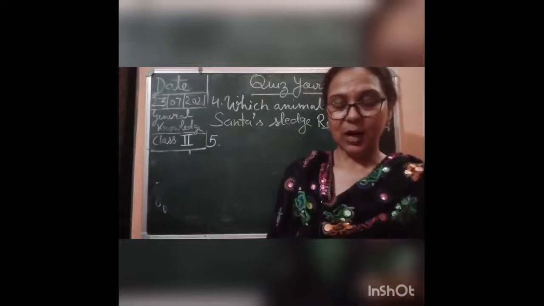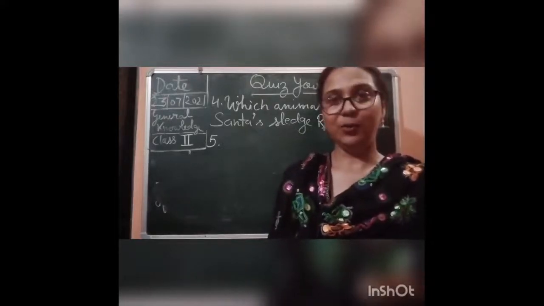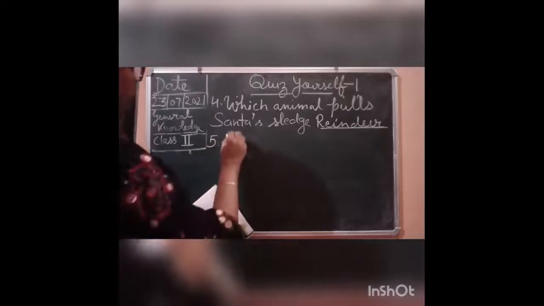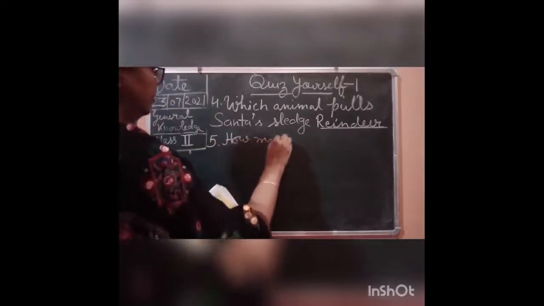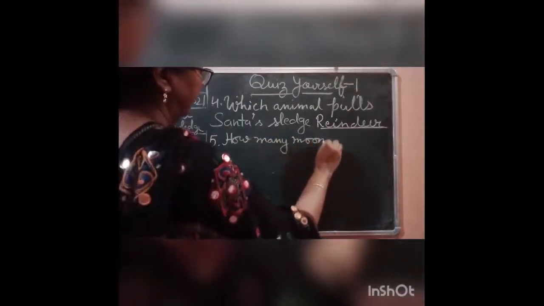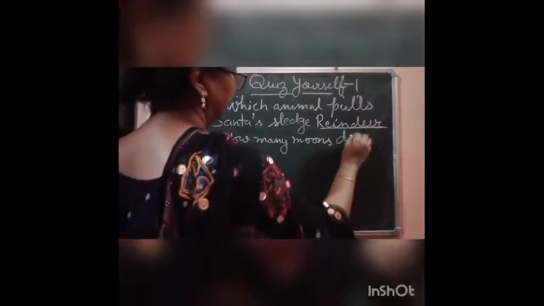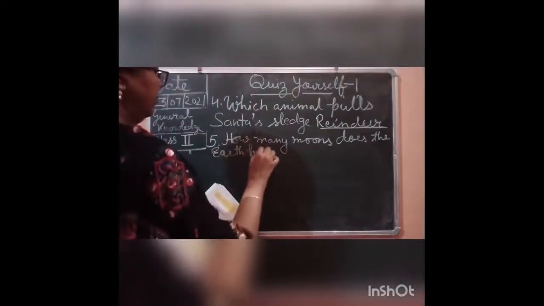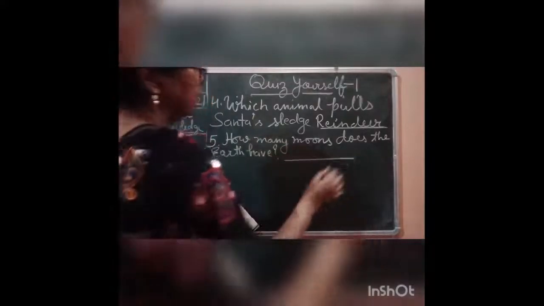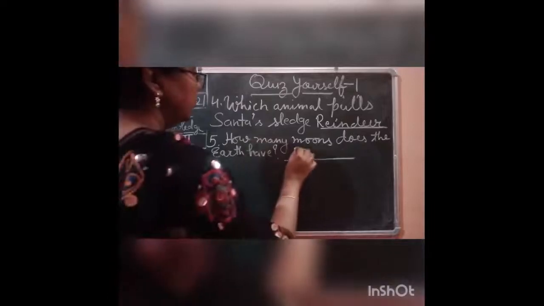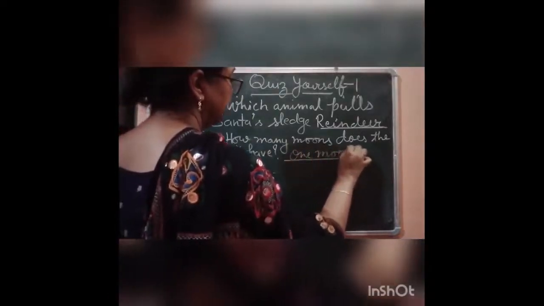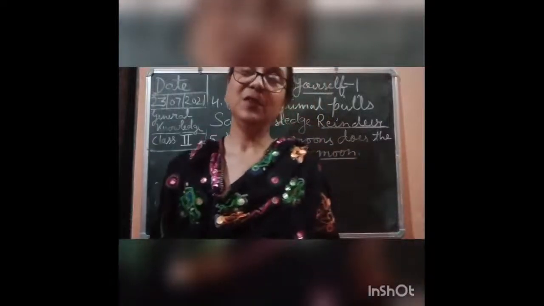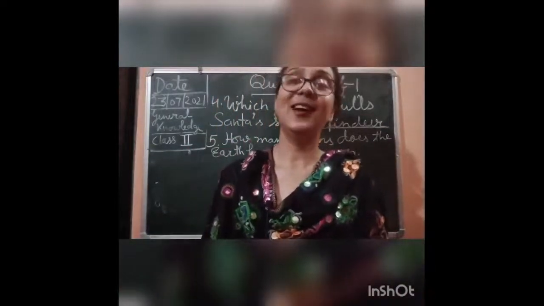So here, how many moons does the earth have? One moon. Okay, so here I'm going to write number 5, children. How many moons does the earth have? Okay, now here only one moon. So here we are going to write one moon. This is the answer, and that is one moon, the moon. The moon which we used to see in the night with stars.